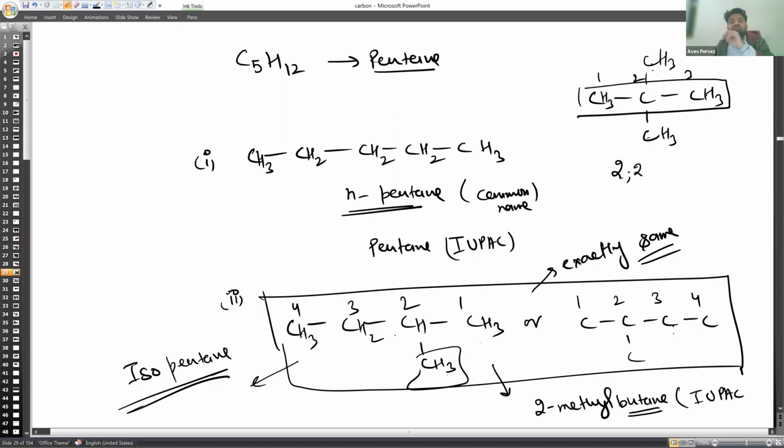Both the functional groups, even if they are on the same carbon, you have to write their position. At 2 position, another also 2 position, we have dimethyl. When there is more than one of the same, then we write dimethyl propane. Okay, got it? Note this one also.